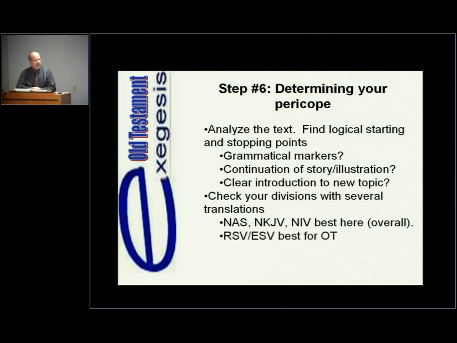The Revised Standard and the ESV really are probably the best, though, if you're doing Old Testament exegetical work and you're trying to identify a pericope. When you say the NIV is the best here overall, you mean as old and new combined, but you like the other ones best for the explicitly? Right. Not the NIV is best overall, but the NAS, the New King James, and the NIV are best overall. Those three are the three best as theme markers. Right.